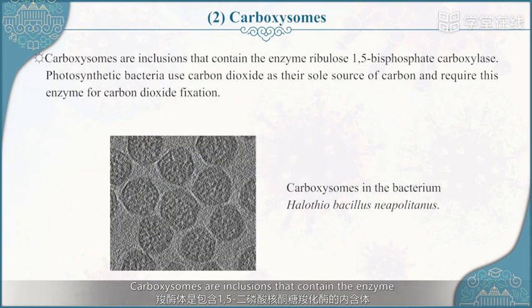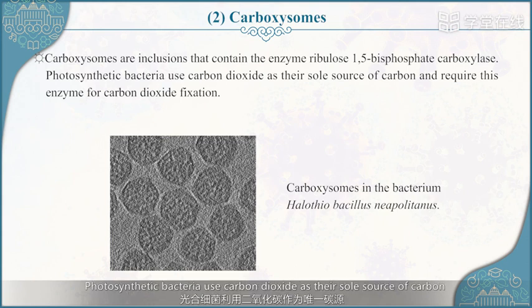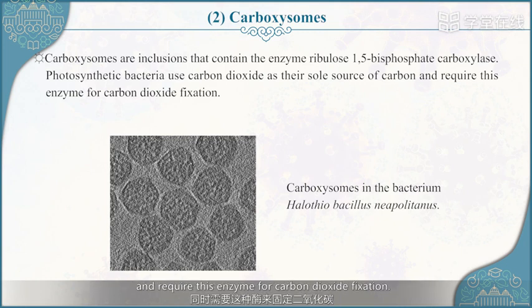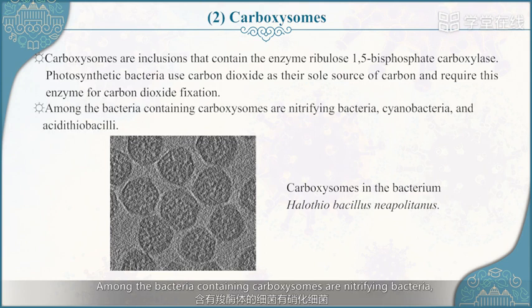Carboxysomes are inclusions that contain the enzyme ribulose 1,5-bisphosphate carboxylase. Photosynthetic bacteria use carbon dioxide as their sole source of carbon and require this enzyme for carbon dioxide fixation. Among the bacteria containing carboxysomes are nitrifying bacteria, cyanobacteria, and Acidithiobacillus.